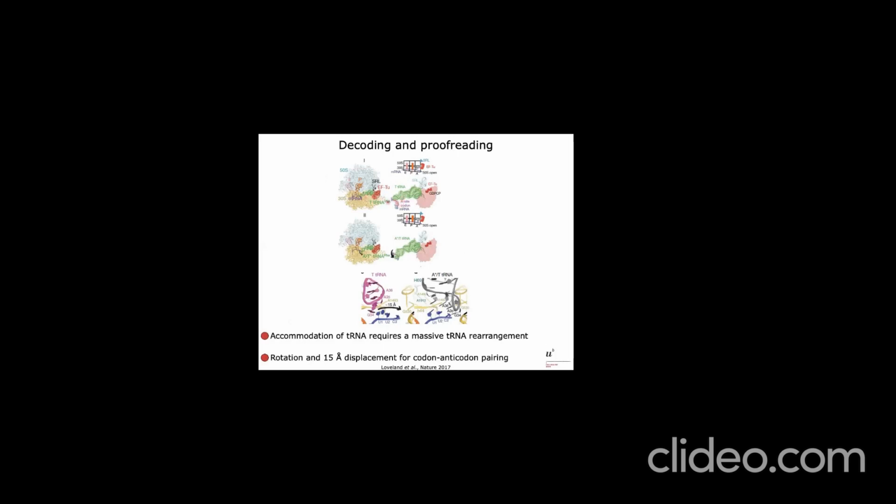So you have here in this structure the mRNA, and you can see that this is where the codon is located. However, the tRNA goes in slightly not matching it. So in order to really check and perform codon-anticodon pairing, it needs to reorient. On the one hand you can see this here, but zoomed in in more detail, you can see that the tRNA really needs to be displaced by 15 angstroms and, on the other hand, rotate in order to really be able to match.